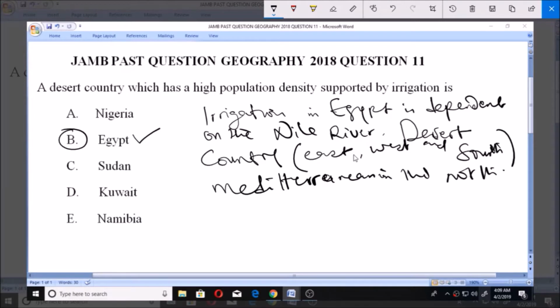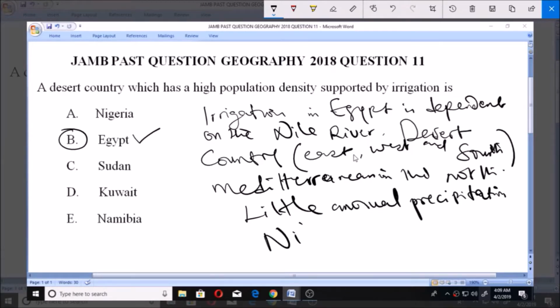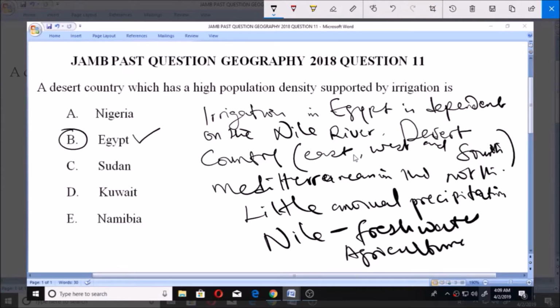Now Egypt receives little annual precipitation, very little annual rainfall. Precipitation is another word for rainfall when it includes other things like snow. Hence the Nile is the primary source of fresh water for Egypt, and the only source of water for agriculture, this time around irrigation agriculture.